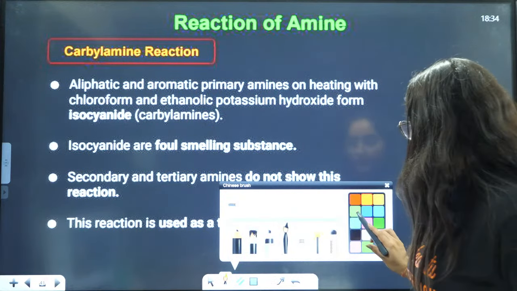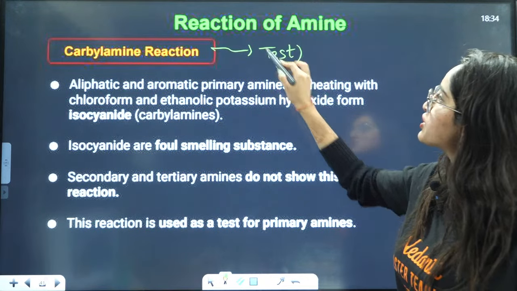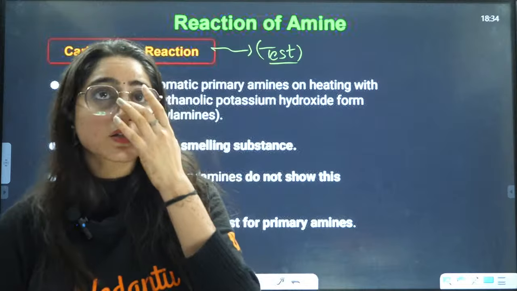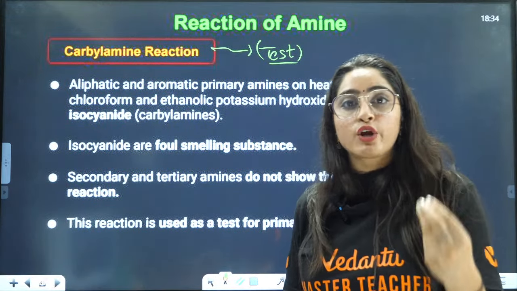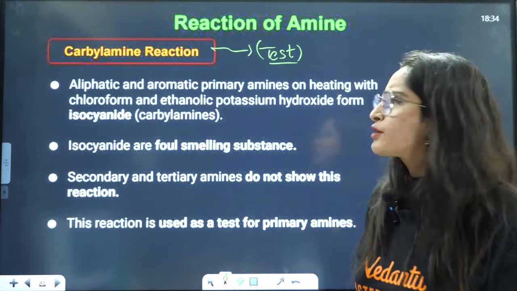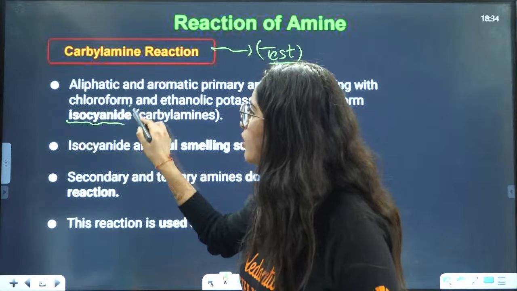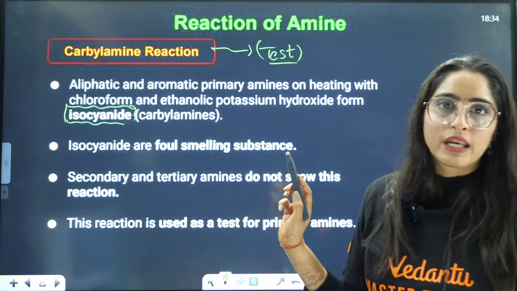Now, next one, this is the carbylamine reaction. This is also a very good distinguishing test of amines, right? This is used to distinguish 1 degree amines, that is, primary amines only. It is also called the isocyanide test. Its mechanism is also very important, right?